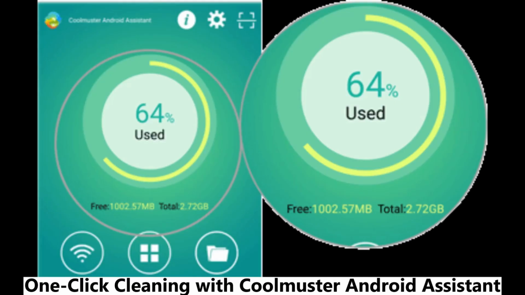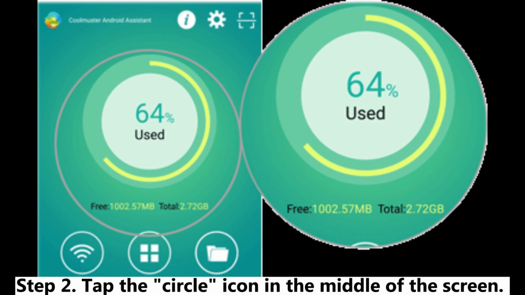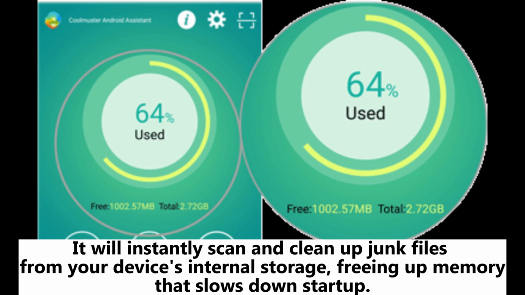One-click cleaning with Coolmuster Android Assistant. Step 1. Download, install, and launch the app on your Android phone. Step 2. Tap the circle icon in the middle of the screen. It will instantly scan and clean up junk files from your device's internal storage, freeing up memory that slows down startup.